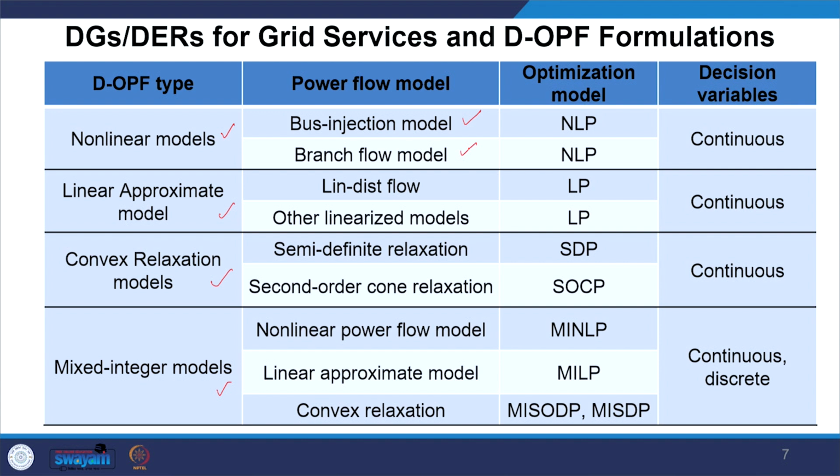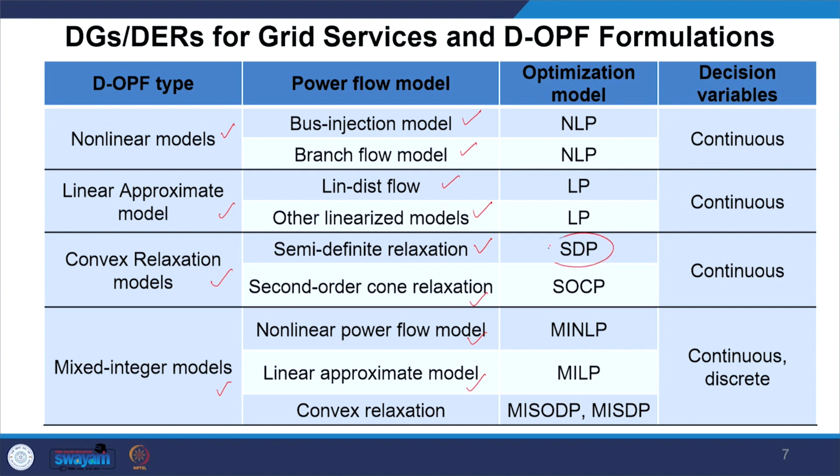We will look into those formulations in much detail in due course of time. Linear approximate model, which is linear DistFlow, and other linearized models. In case of convex relaxation model, we move to semi-definite relaxation and second order cone relaxation. In case of mixed integer model, nonlinear power flow models, linear approximate models and convex relaxation models. And the optimization models are sometimes NLP or LP or SDP or SOCP.